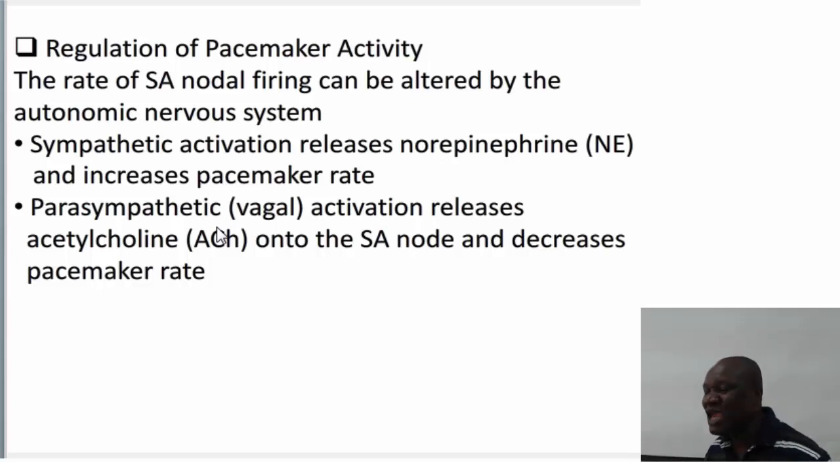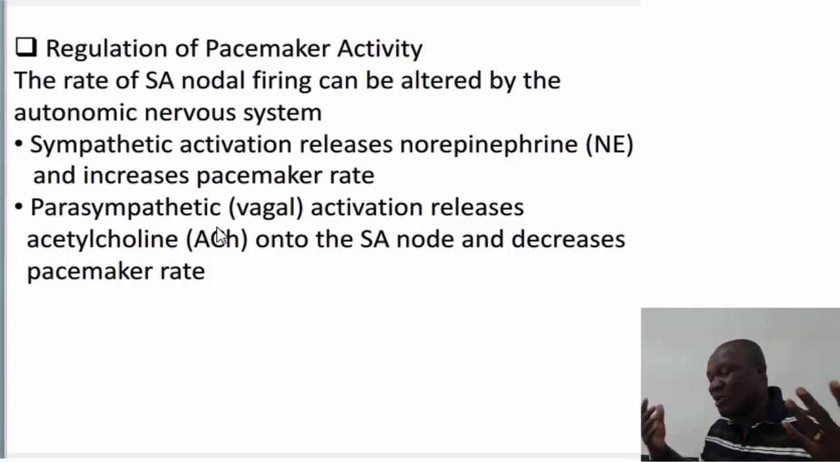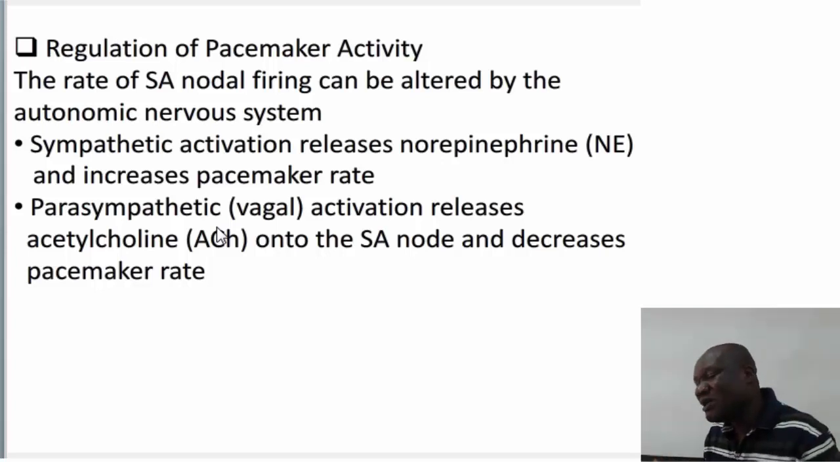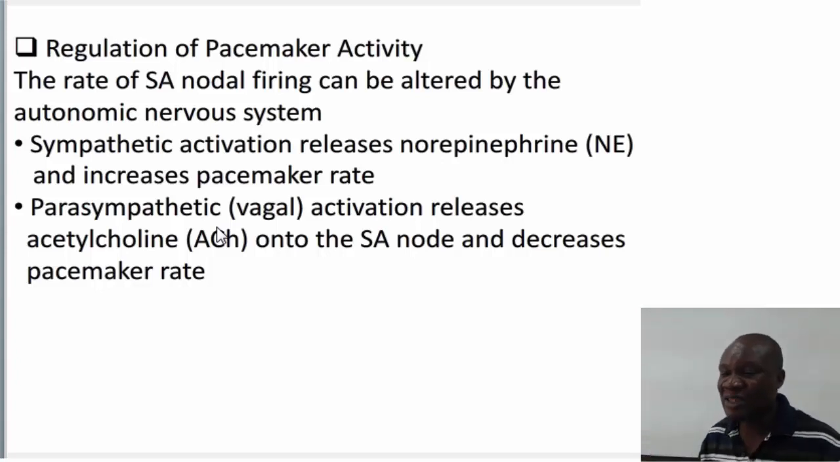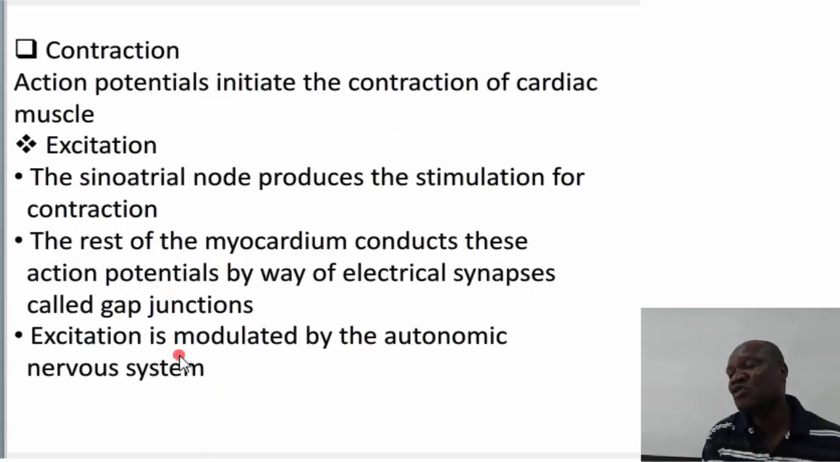rate. That is why if you are involved in any activity which is under sympathetic control, your heart rate will go up. Under parasympathetic conditions, where you are relaxing, your heart rate could be normal or go lower. The sympathetic nervous system or the autonomic nervous system just moderates the activity of the conducting system, right? It moderates it. Now let's look at the contraction of the cardiac muscle.